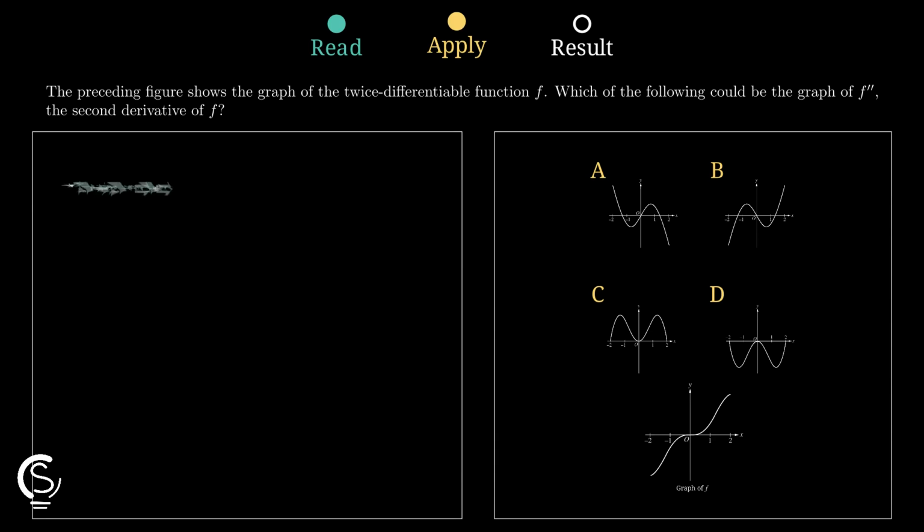Next, notice the graph of f switches to concave down on the right side. This tells us the second derivative must be negative for those x values. Keep following along here.